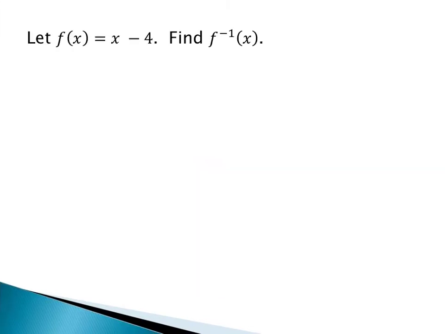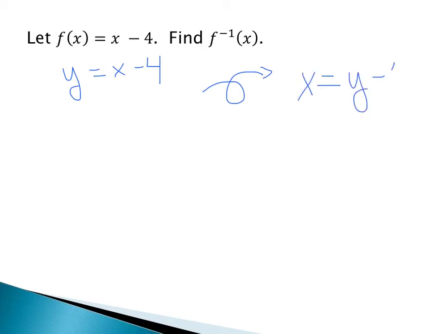Next, let's actually find the inverse function. We know f of x equals x minus 4. Let's call that y equals x minus 4. On the previous slide, we were switching, going back and forth, domain, codomain, and then those switch. We do the same thing here, where we switch the x and y values. So y becomes x, and x becomes y. Now we need to solve for y.